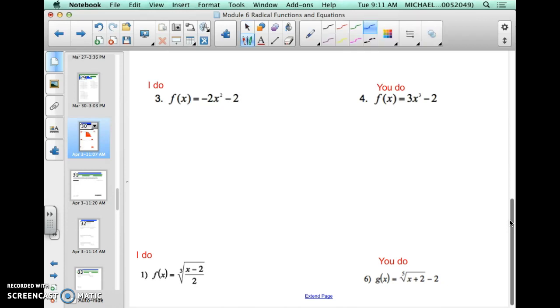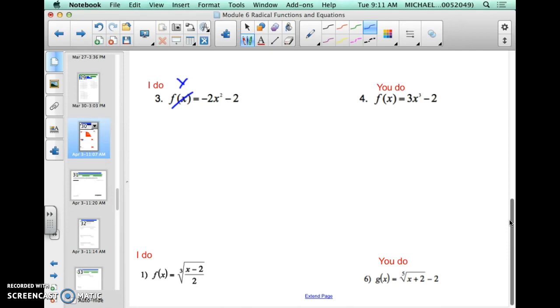All right, so just keep in mind that the power and the root are inverses of each other. And to begin, I do problem number 3, f of x equals negative 2x squared minus 2. I always switch f of x to the notation of y. Remember, f of x is just a different notation for output. The same with y is an output.